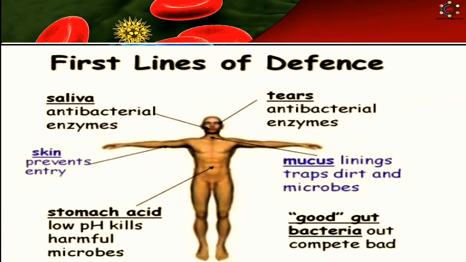Now, penetration of the first line of defense. Here you can see the first line of defense, like the saliva, skin, tears, mucus, good gut bacteria, stomach acid, etc. Skin and mucous membranes may fail to keep out the invaders. Some parasites make their way through the skin, like hookworm. Others enter through wounds and openings of sweat glands and hair follicles. Still others are injected by blood-sucking arthropods.